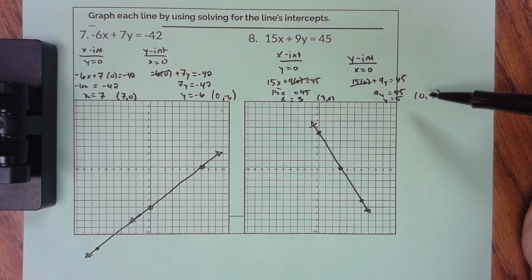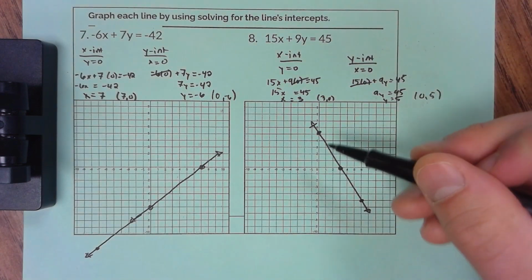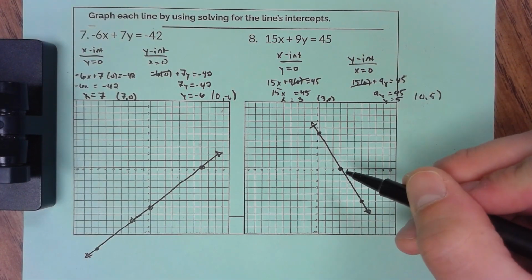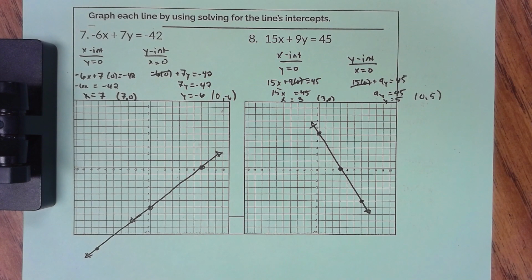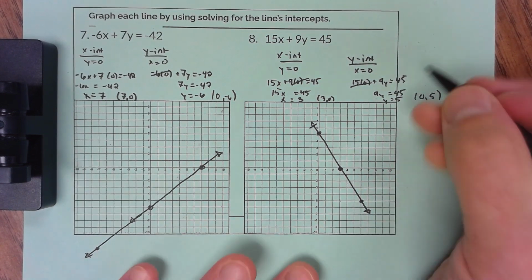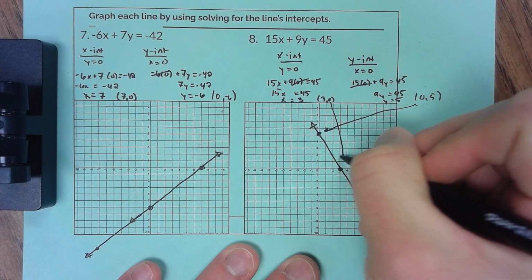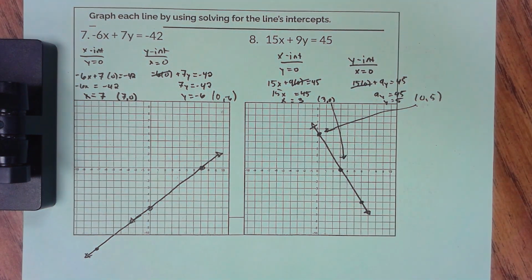X is 3, y is 5. That one's a little bit easier for me to replicate that slope because I can fit it on the graph pretty easily by going down 5, right 3. So down 5, right 3 again. And then just in case we're confused, that (0, 5) is pointing to that point there, (3, 0), that point there.